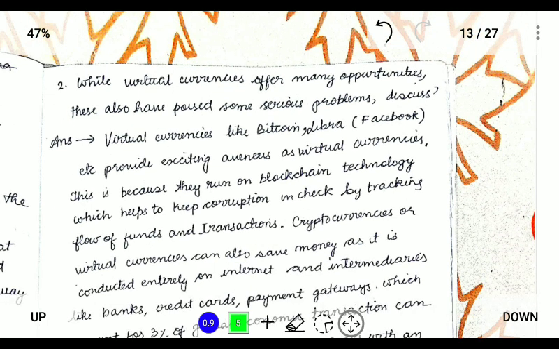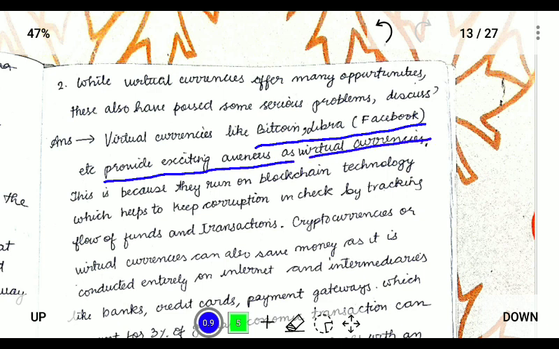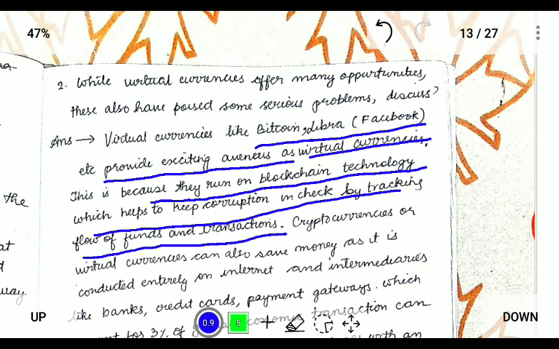Next, while virtual currencies offer many opportunities, they have also posed some serious problems. Discuss. So what are virtual currencies? Virtual currencies are currencies like Bitcoin, Libra, etc. They provide exciting avenues as virtual currencies. That is, they are not controlled by any government but are present on the internet, and these virtual currencies are provided for service on the internet. They provide exciting avenues because they run on blockchain technology, which helps to keep corruption in check by tracking the flow of funds and transactions.